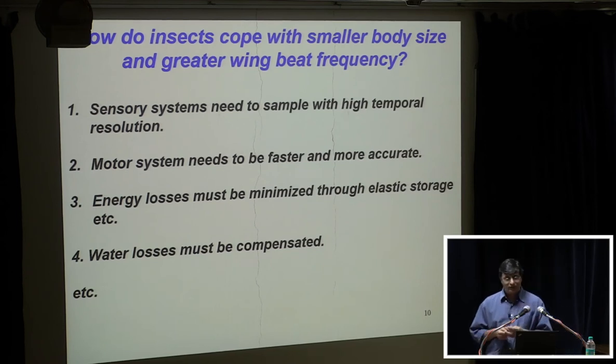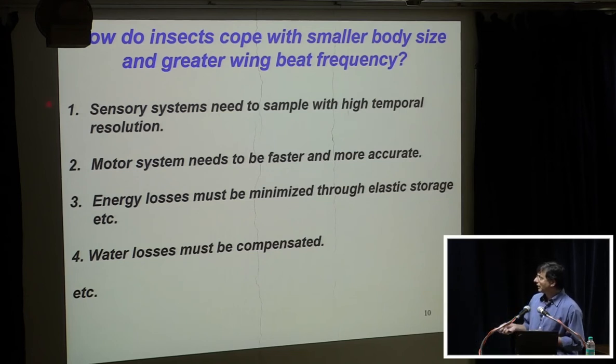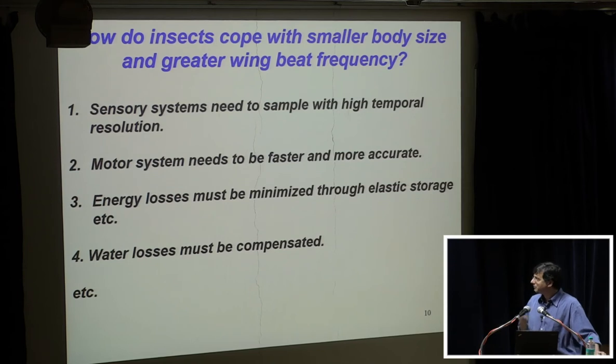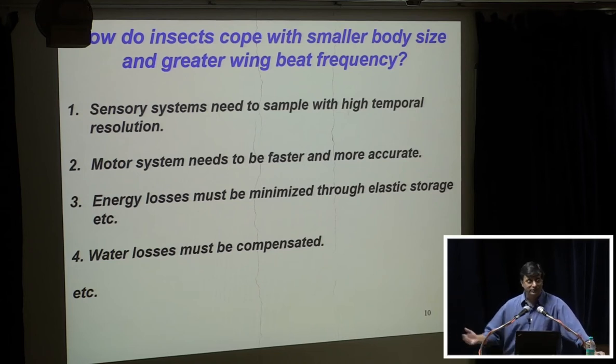One of the problems that insects face when they are small is that, as you reduce their size, they have to flap faster. A lot of these high wing beat frequencies that I just showed you come from the fact that they are miniaturized, and there's a physical reason for that. If you need to flap faster, then you need to acquire information faster. So the sensory system has to act with much higher temporal resolution. We are sluggish in comparison. If I lose my footing and I stumble, it takes me up to half a second to a second before I actually hit the ground. Insects don't have that luxury, so they need to act much faster. The motor system commensurately needs to be faster and more accurate. It's useless if only your sensors are fast and your motor system is still slow.